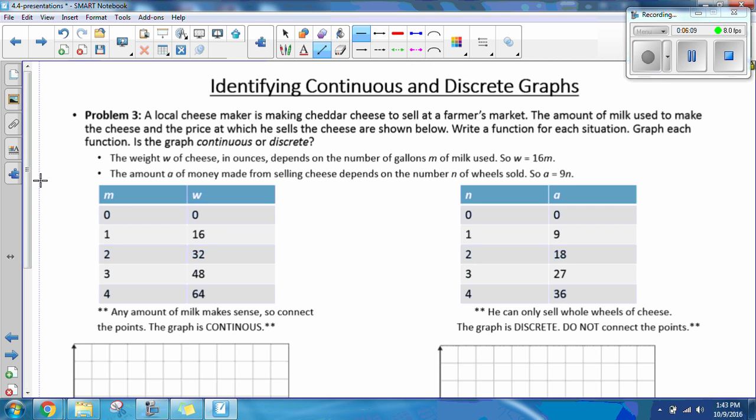Problem 3. A local cheesemaker is making cheddar cheese to sell at a farmer's market. The amount of milk used to make the cheese and the price at which he sells the cheese are shown below. Write a function for each situation. Graph each function. Is the graph continuous or discrete?